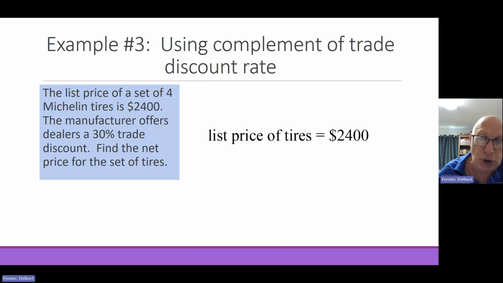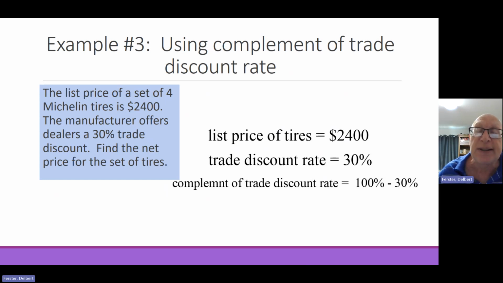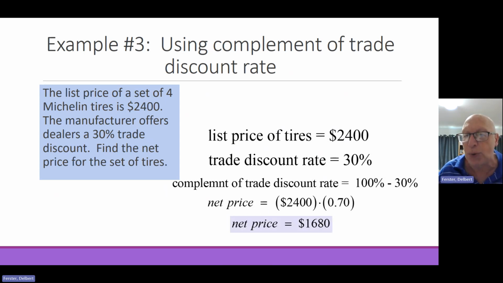All right, so there's your price of the tires, $2,400. And if the discount's 30%, you and I are supposed to realize that we're still paying the other 70%. So that's what you see in terms of the complement for this particular problem. And then what we're going to see done next is that $2,400 being multiplied by that 70%, in effect saying, hey, yeah, we're saving you 30%, but you're still paying the other 70. So the net price would turn out to be $1,680.